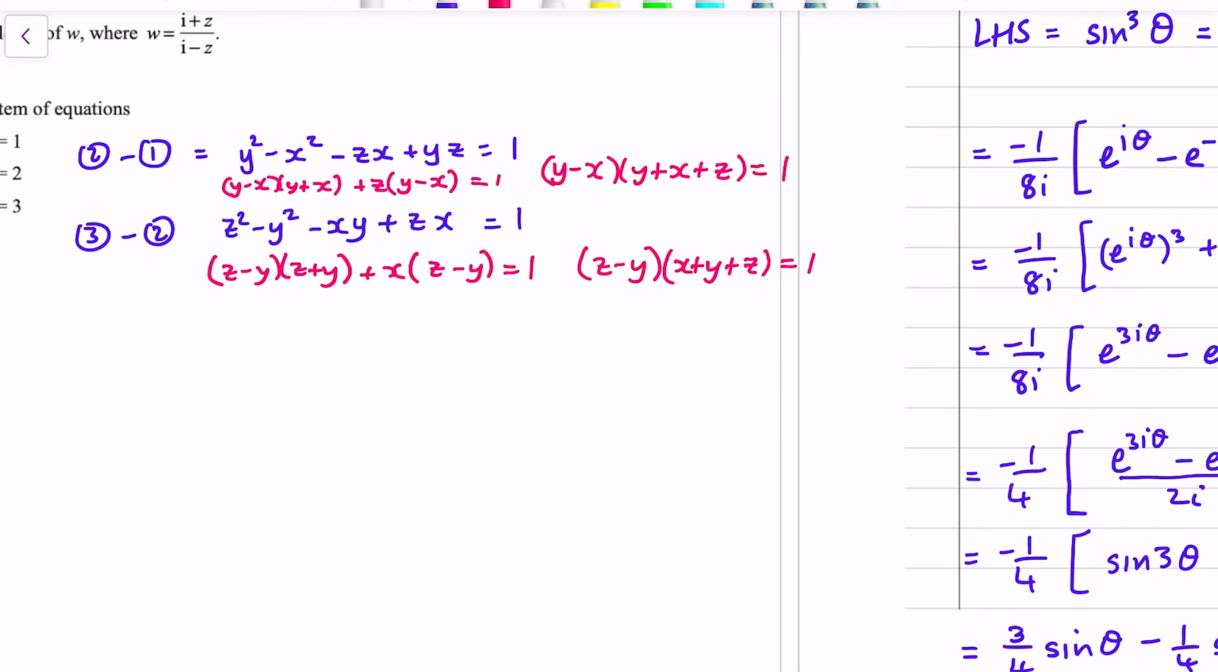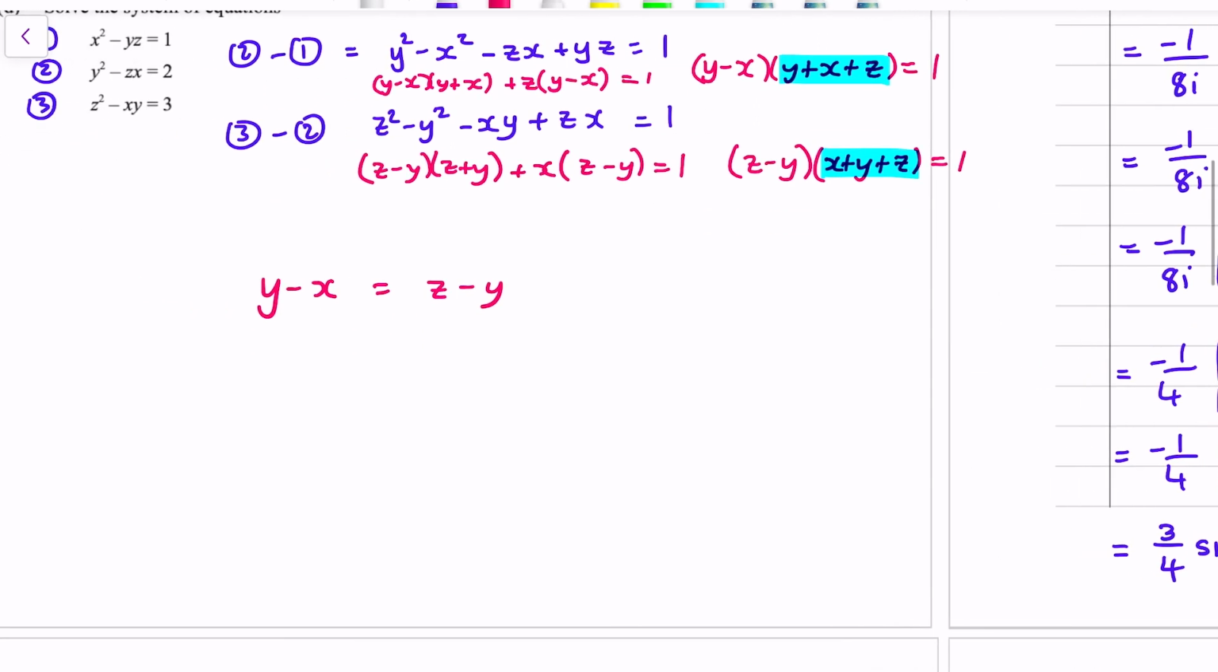Okay, and there's an x plus y plus z there, in both of them, which must be the same. So the right hand side of 1 divided by that is the same. So we end up getting y minus x is the same as z minus y. And this is an arithmetic sequence, x, y, z form an arithmetic sequence. In other words, a linear pattern.